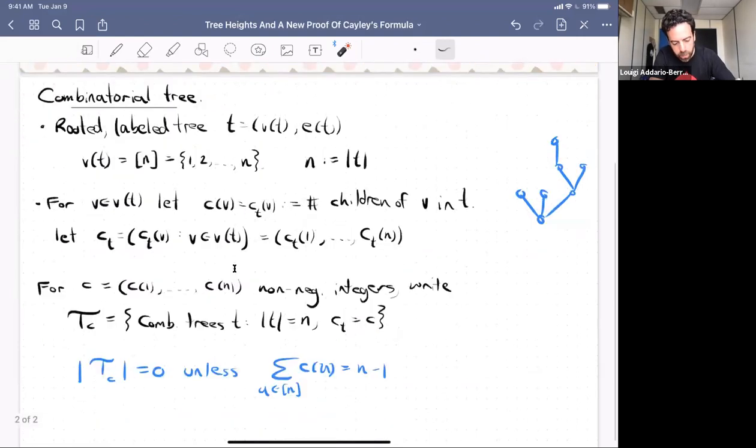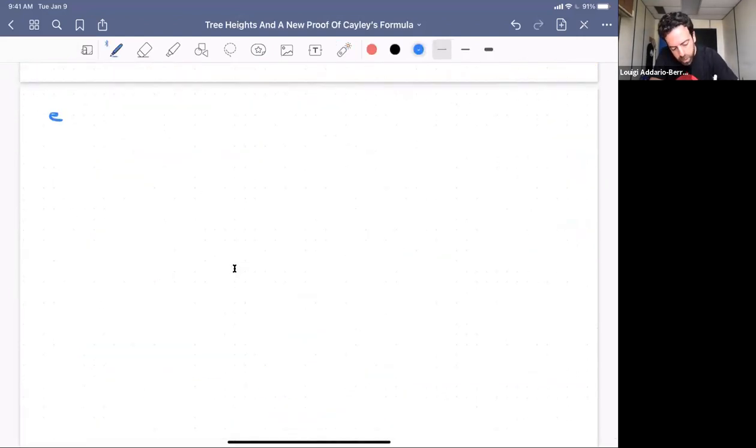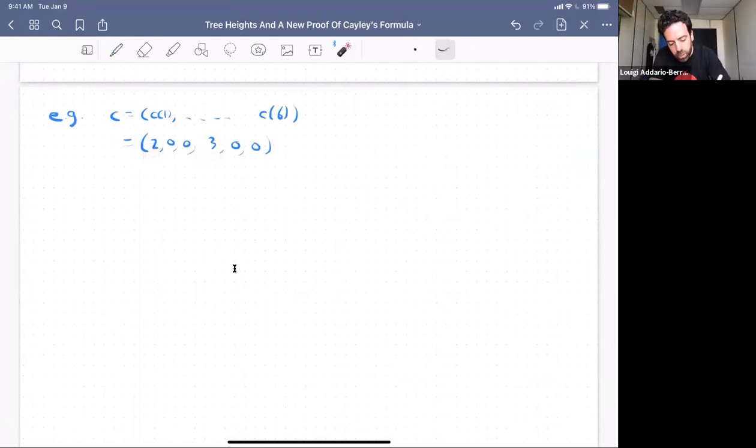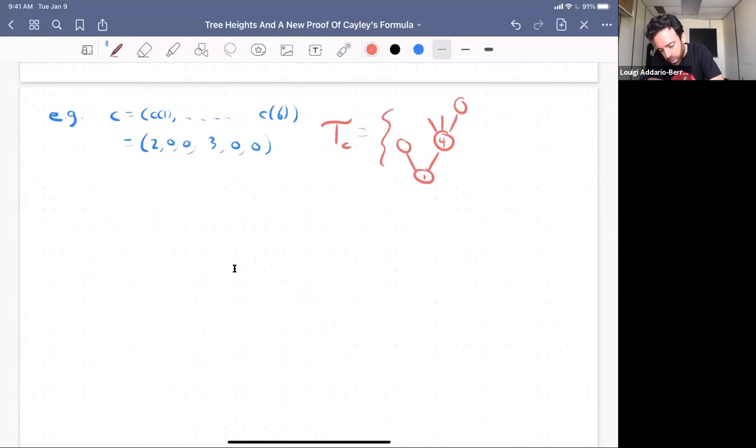And just to give you a quick example, let's look at a sequence C1 up to C6, and let's say it's 2, 0, 0, 3, 0, 0. So that says vertex 1 has 2 children, vertex 2 has 3 children, and all the other vertices are leaves. Okay, so in that case, the set TC has just 2 possible shapes. Vertex 1 could be the root, and vertex 4 its child, or vertex 4 could be the root, and vertex 1 its child.